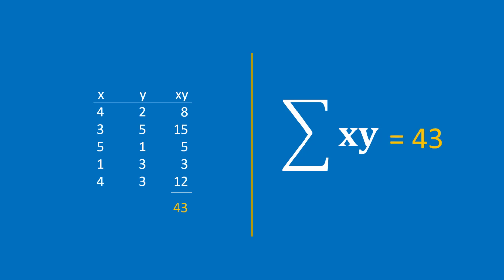What about an expression like this one, the sum of x times y? Suppose we have a data set that looks like this. The expression on the right tells us to multiply x1 and y1, x2 and y2, x3 and y3, etc. And then to add up all the products. The total of these products is 43, so we would say that the sum of x times y equals 43.